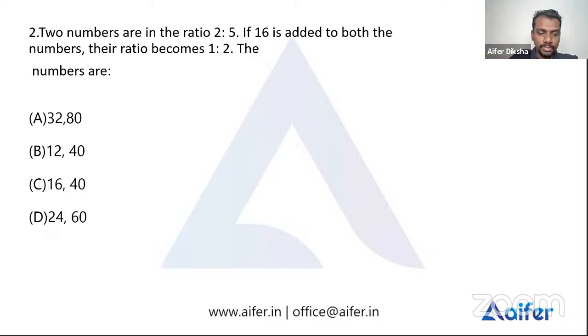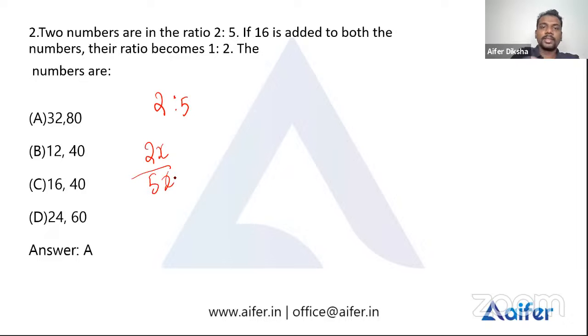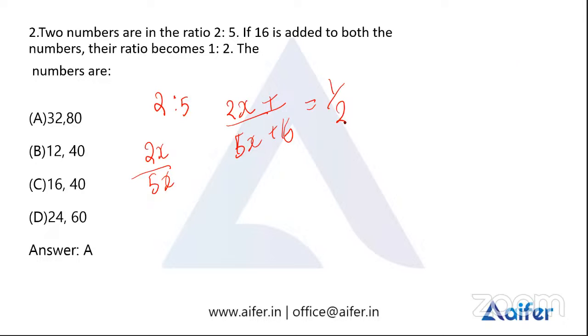It's given two numbers are in the ratio 2:5, which can also be written as 2x by 5x. Then if 16 is added to both, as given in the question, we have (2x + 16)/(5x + 16) equal to the new ratio 1 by 2. We have the new ratio as 1 by 2.